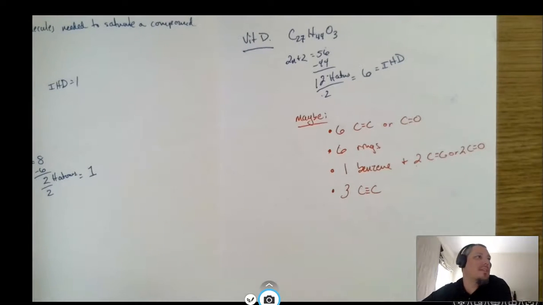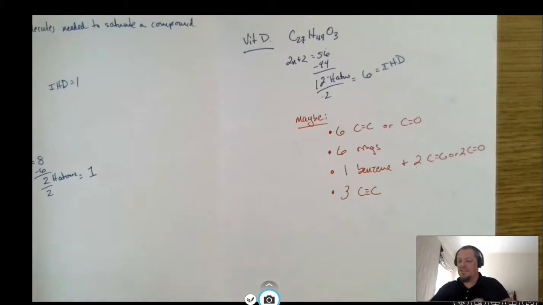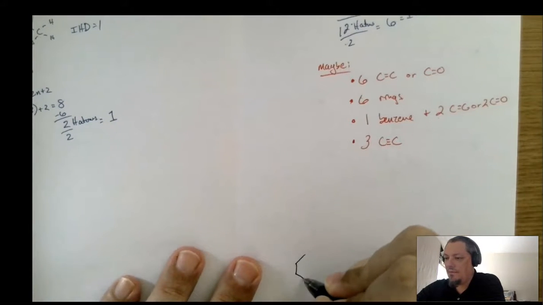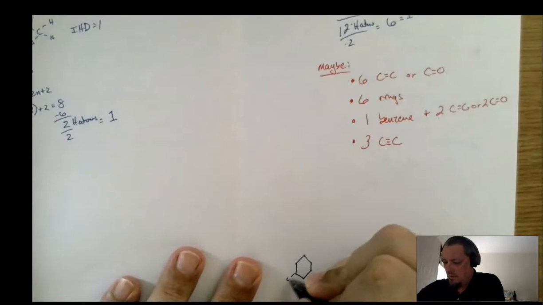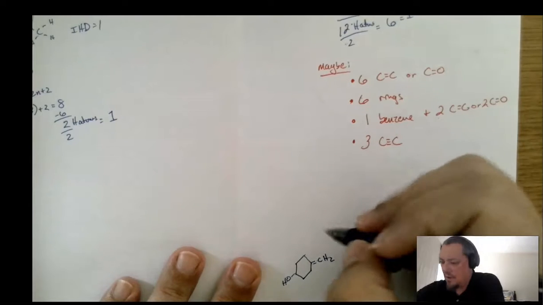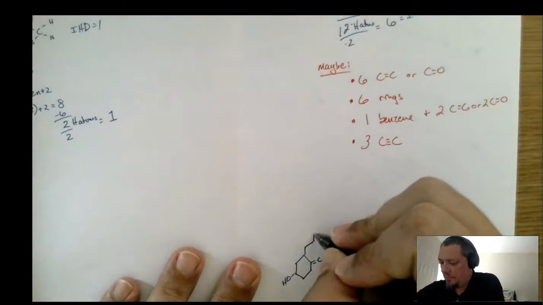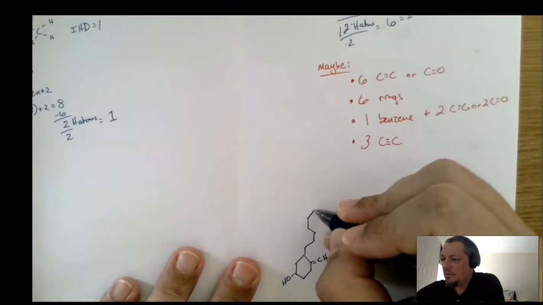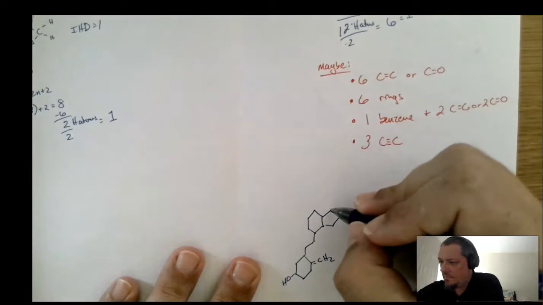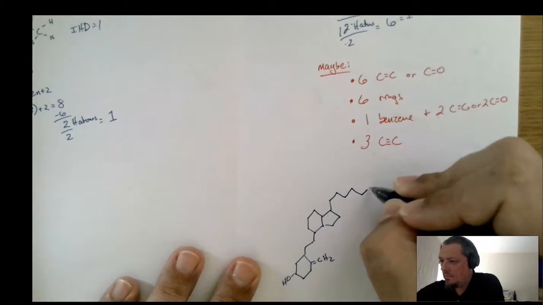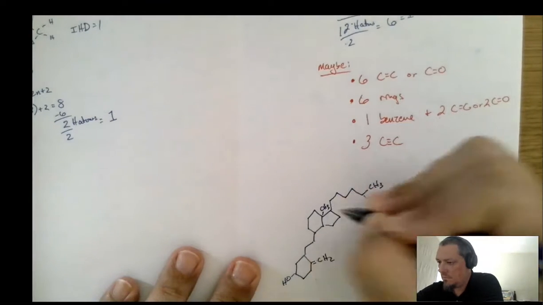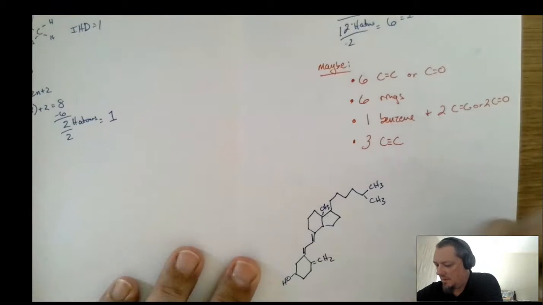If we look at the structure of vitamin D, it has a 6 carbon ring with a double bond there, and another 6 carbon ring with a 5 carbon ring attached, and we've got a double bond there and a double bond there.